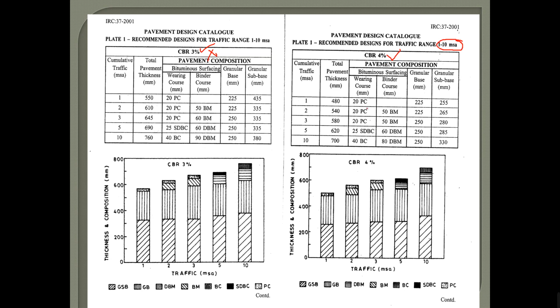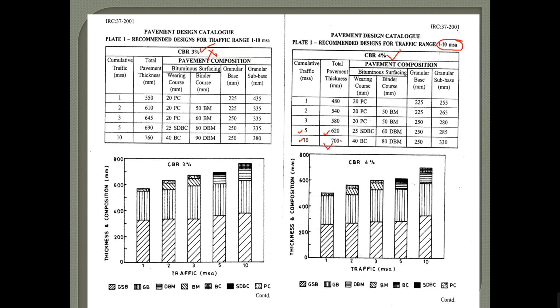So again, here, what is the cumulative traffic in terms of MSA that has been given to us? It is 7.2. Am I right? After the calculation, we have yielded the value to be 7.2, which is in between 5 as well as 10. What is the total pavement thickness? Total pavement thickness has to be interpolated between 620 as well as 700. Understood? Because 7.2 lies in between 5 and 10. The total pavement thickness has been given to us directly in terms of mm, which is in between 620 as well as 700.